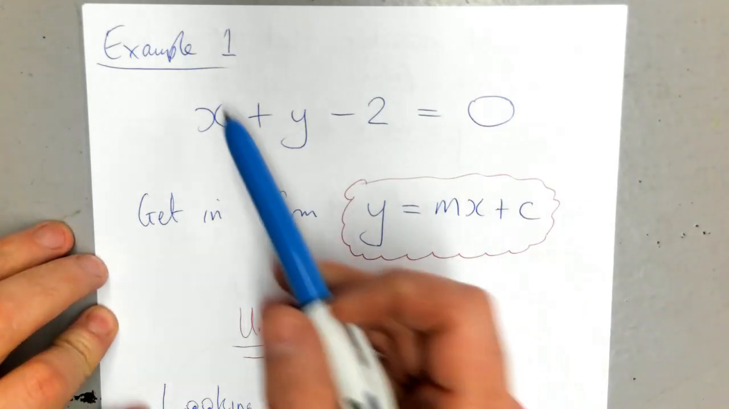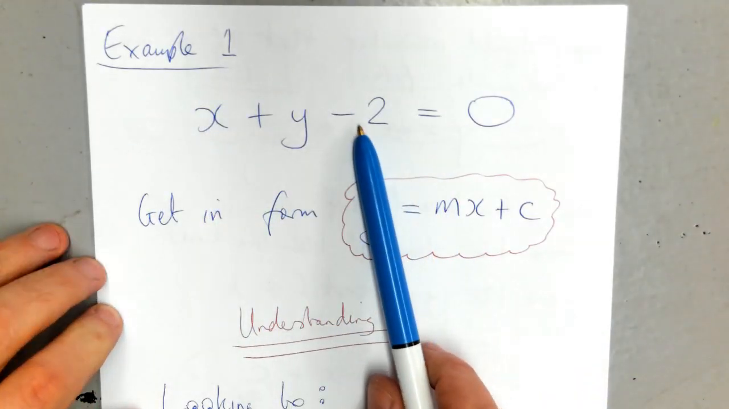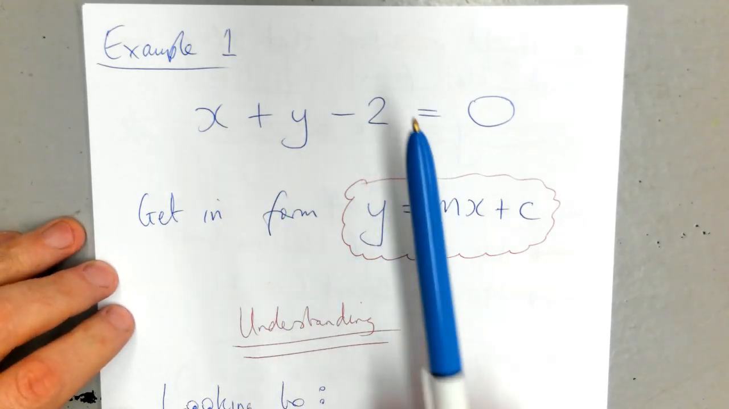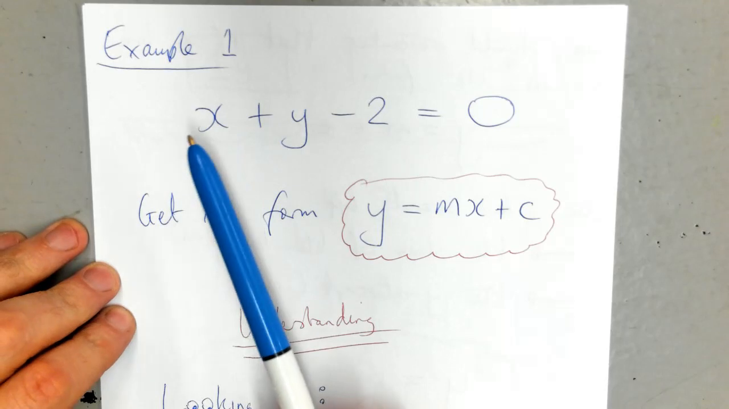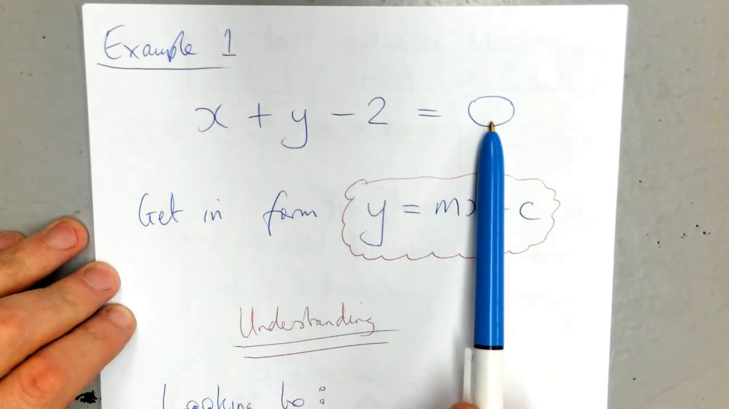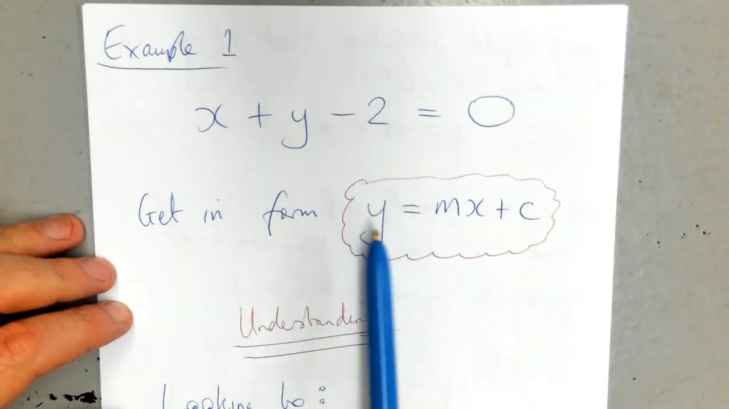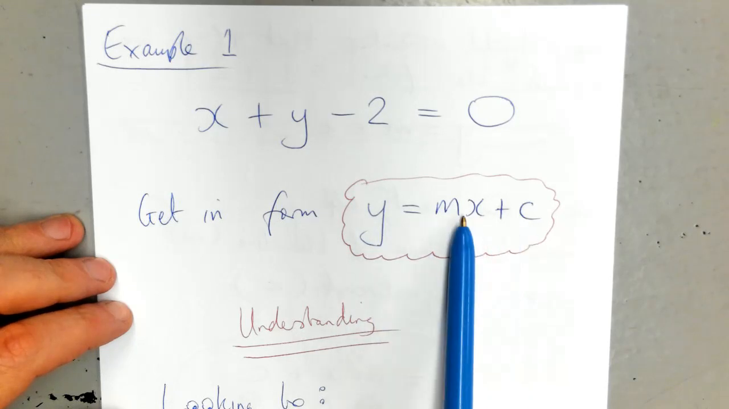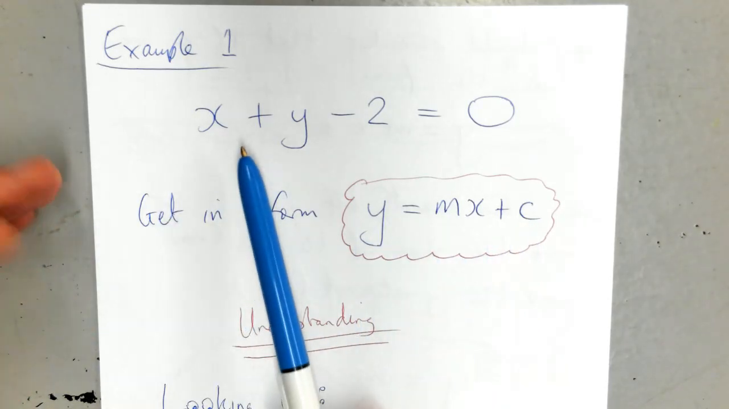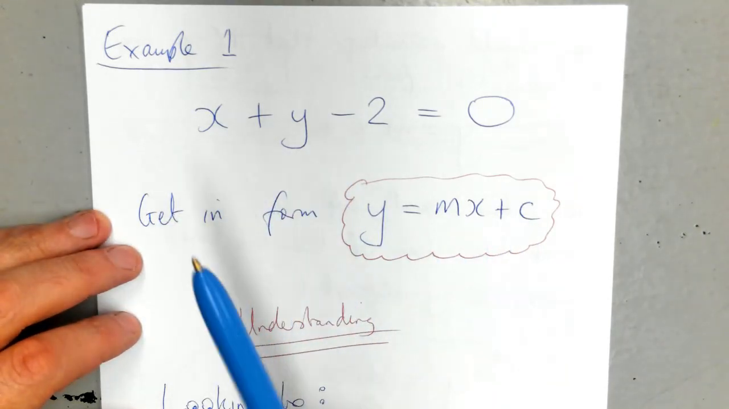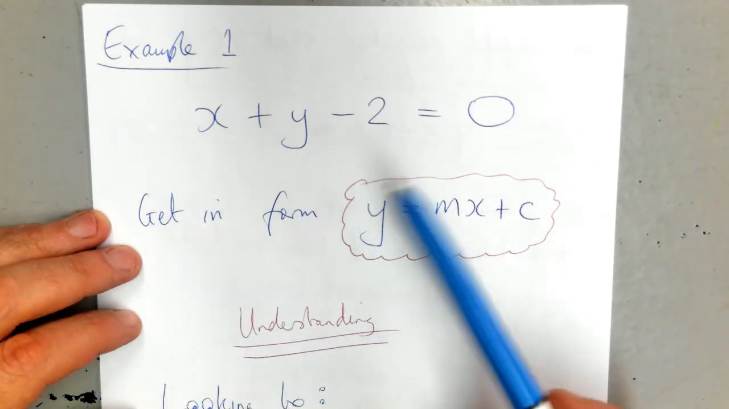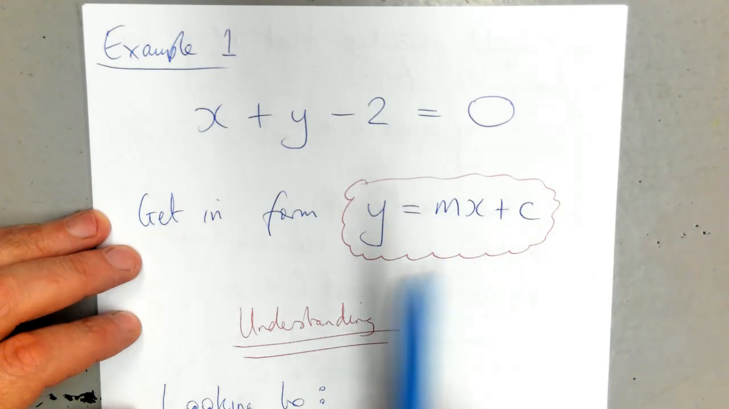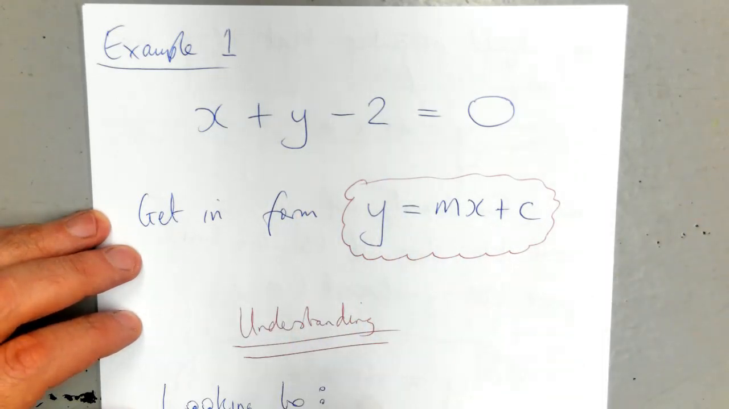Okay, so we've got an example here to try and get an equation of a line in the form y equals mx plus c. Currently the line is x plus y minus 2 equals 0. Getting it in this form is basically a rearranging of the formula, and you're going to use all your rules of addition and subtraction, maybe even multiplication and division, where the opposite of addition is subtraction, and so on.